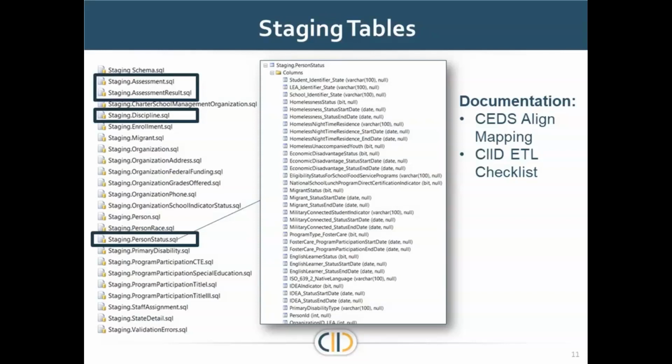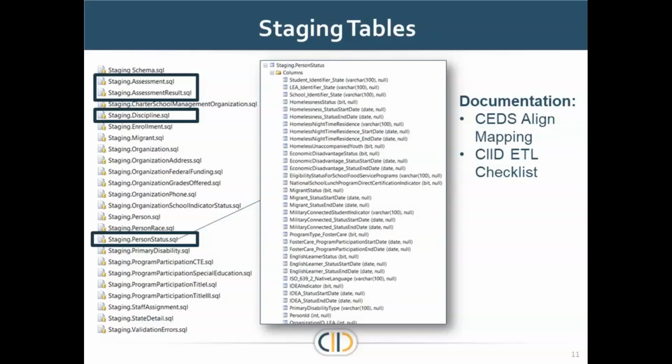So we have staging tables for assessments. There's a staging table related to discipline. The one we just talked about is person status. So each of the staging tables contain the minimum elements necessary to complete the reporting. And to do a particular set of reports, certain staging tables are populated. So if you were doing assessments, you wouldn't need to populate discipline or charter school management organizations. If you were doing directory information, you would need to populate all the organization tables.